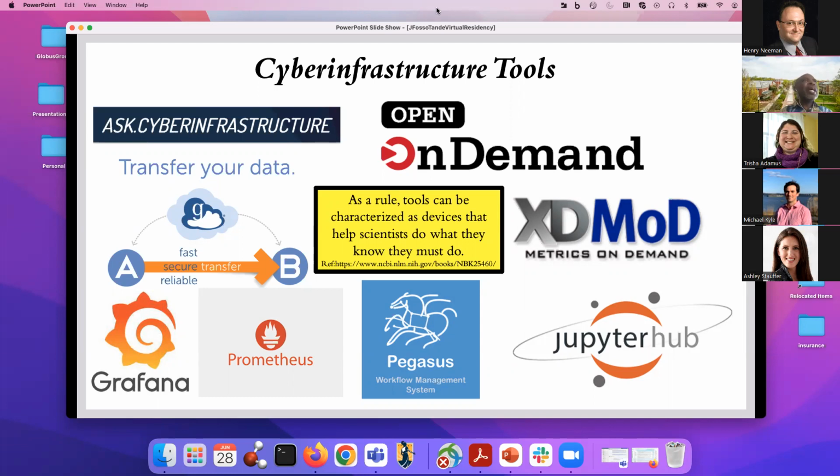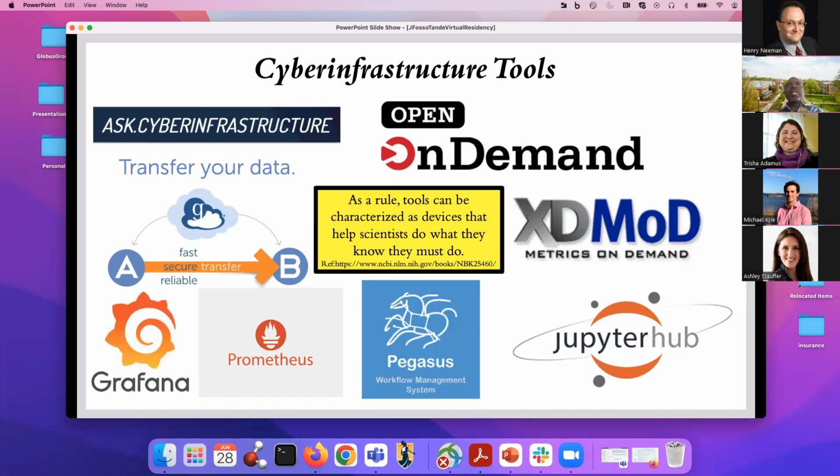Ask.CI is a place where you ask questions and get answers. Volunteers answer questions and concerns and share knowledge. And then Globus is really for sustained data transfer. You can start a file transfer, go somewhere, come back, and still have it running.